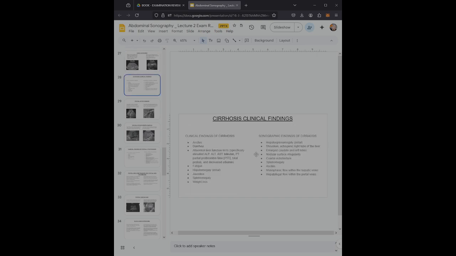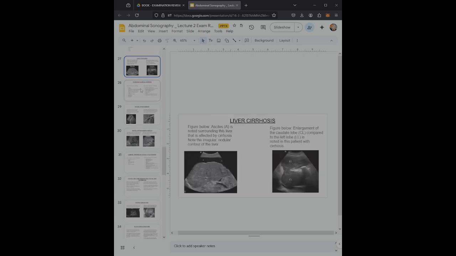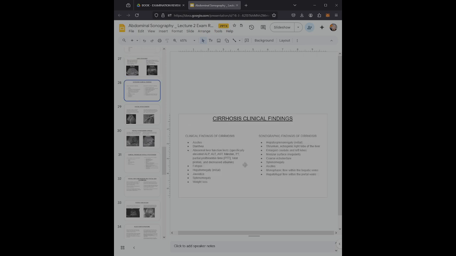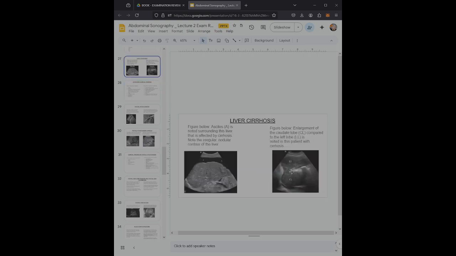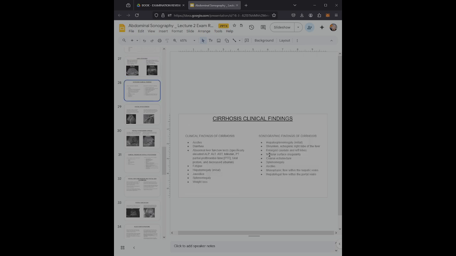There are certain clinical findings. We had talked about these, so we can move on to sonographic findings. There's hepatosplenomegaly initially, then there's a shrunken echogenic right lobe of the liver, which we just saw here. It has these irregular nodular margins. An enlarged caudate and left lobe, there you are. Nodular surface irregularity, coarse echotexture, splenomegaly, ascites, monophasic flow within the hepatic vein, then hepatofugal flow within the portal veins.